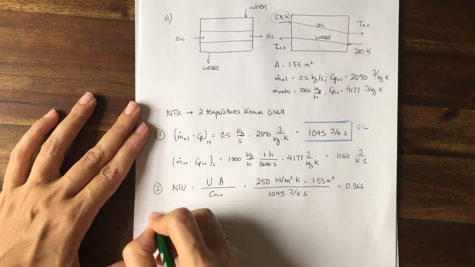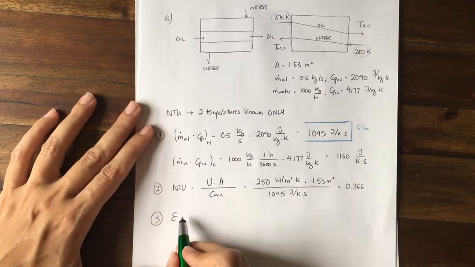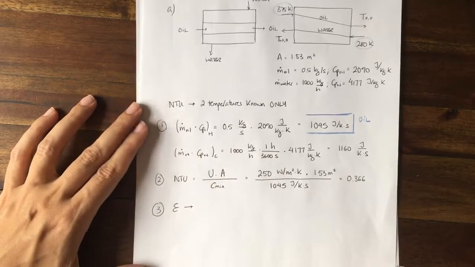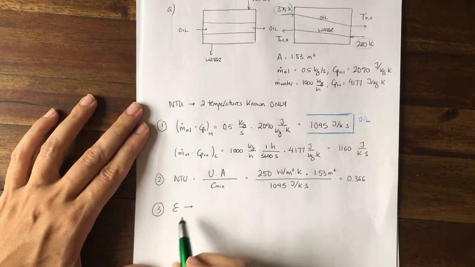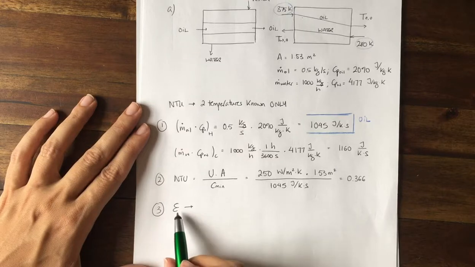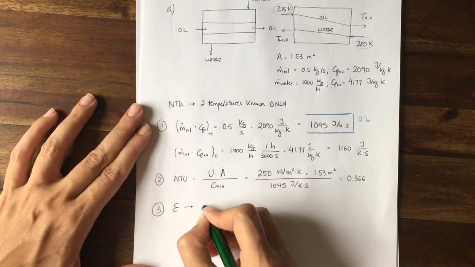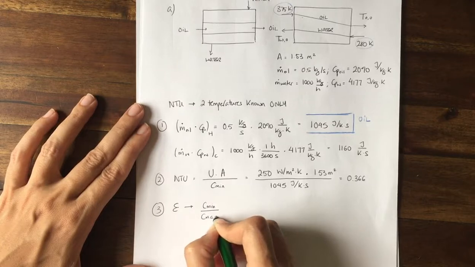Now we need to calculate the efficiency. In order to get the value of the efficiency, we're going to use a graph, as I explained in class. This graph is included in your textbook. We can get the value of this efficiency if we know the NTU and also the ratio between the minimum capacity and the maximum capacity.